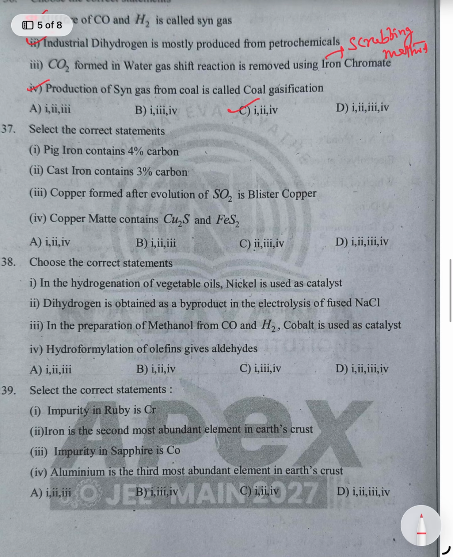Next, select the correct statements. Pig iron contains 4% carbon, right? Correct statement. Cast iron contains 3% carbon, correct statement. Copper formed after evolution of sulfur dioxide is blister copper. Yes, this is also correct statement. Copper matte contains Cu2S and Fe2. Wrong, not Fe2. This is FeS only. That is iron sulfide. So first three statements are correct. B option.